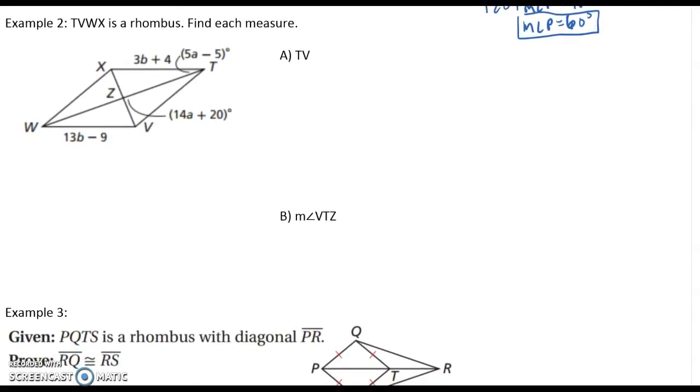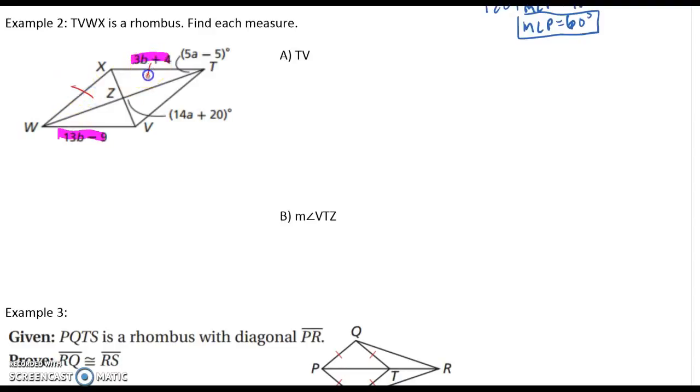TVWX is a rhombus, so we know all four sides are congruent. Let's find each measure. So how do I find TV? If you notice, I'm not given anything about TV. I'm given information about TX and WV. But what did I just say about rhombuses? What do you know about rhombuses and their sides? Well, we said all four sides are congruent, right?